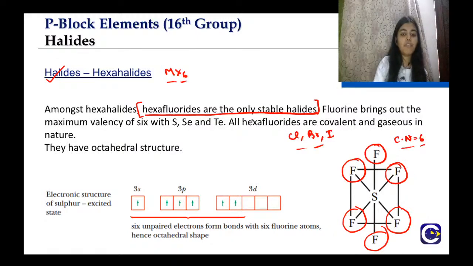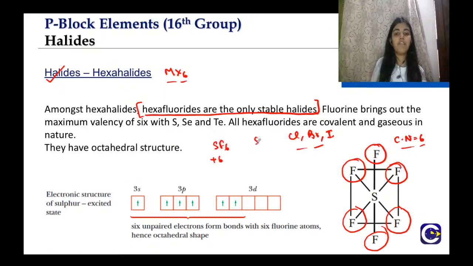Now, fluorine brings out the maximum valency of 6 with sulfur, selenium and tellurium. In SF6, the oxidation number of sulfur is +6. For selenium, it is +6. For TeF6, it is also +6. So the hexafluorides are covalent.